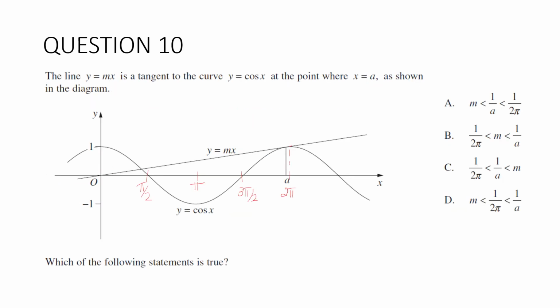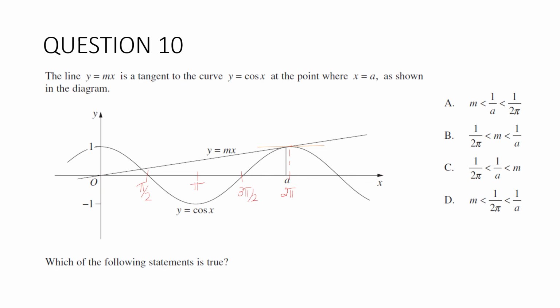And question 10. The line y equals mx is tangent to the curve y equals cos x at the point where x equals a, as shown in the diagram. Which of the following statements is true? Now I've gone and put the boundary values in, pi on 2, pi, 3 pi on 2, and 2 pi. And you can see how I've drawn 2 pi slightly to the right of a. And that's because this line is tangent to the curve cos x. It can't go through that point 2 pi, 1, because at that point the tangent is flat.